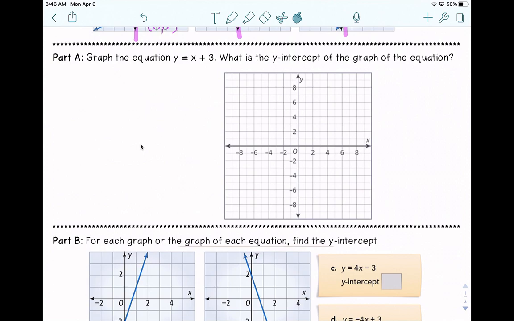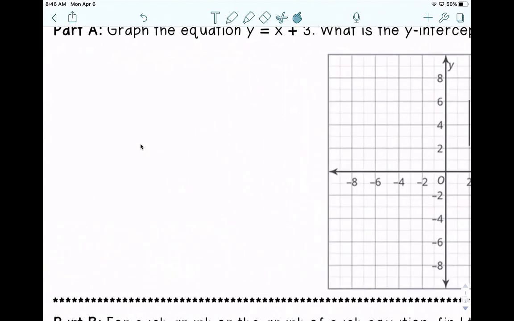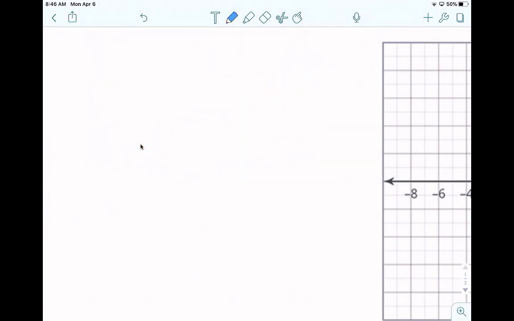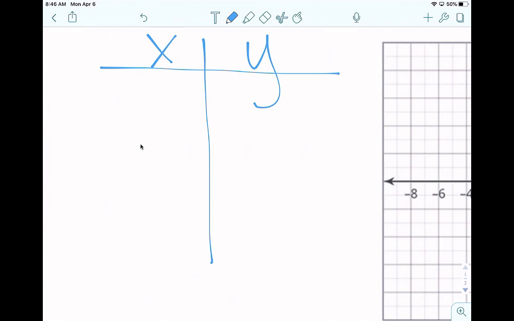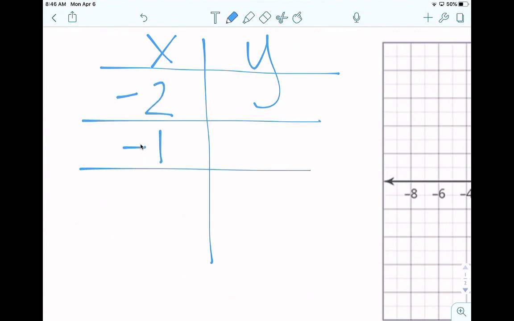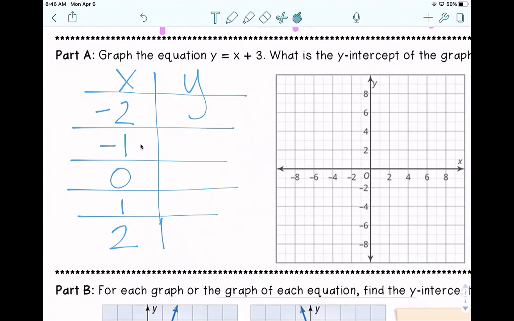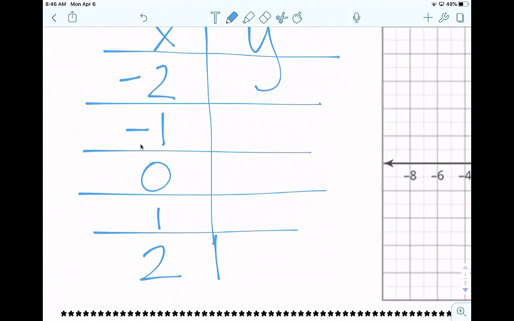It says graph y equals x plus 3. What is the y-intercept? Well, let's make a table. Eventually you're going to know how to graph from an equation, but for now we're just going to create a table. So we have our x values and our y values. The best numbers that we can use when graphing, if they don't tell us what to use, would be -2, -1, 0, 1, 2. Our equation is x plus 3. So I'm going to take my x value, in this case -2, and add 3 to it. So -2 plus 3 is 1.